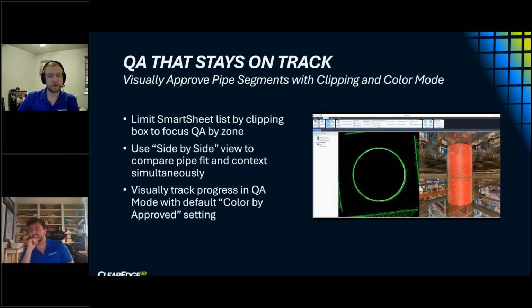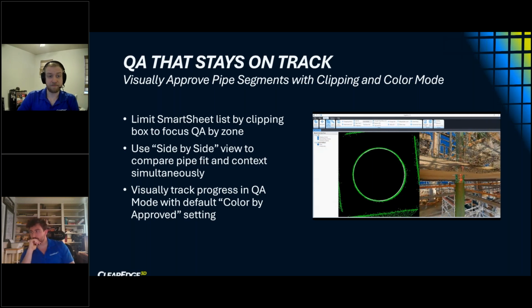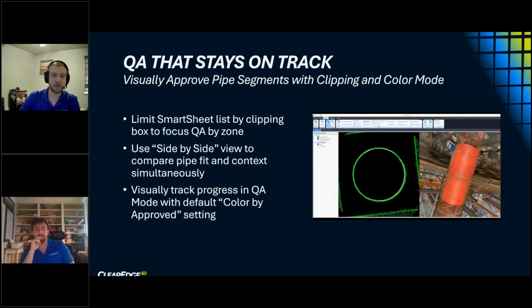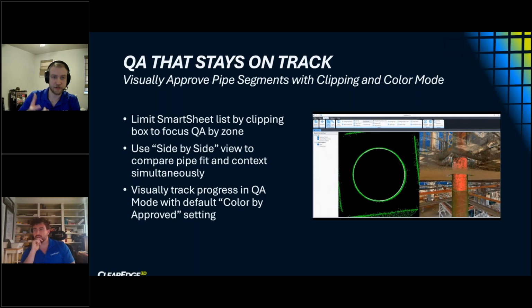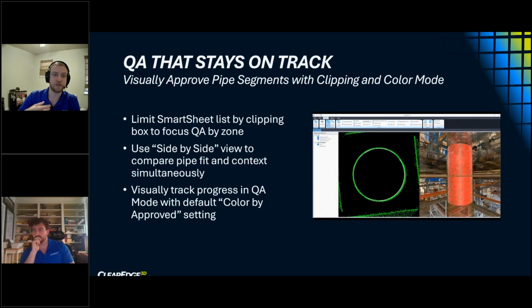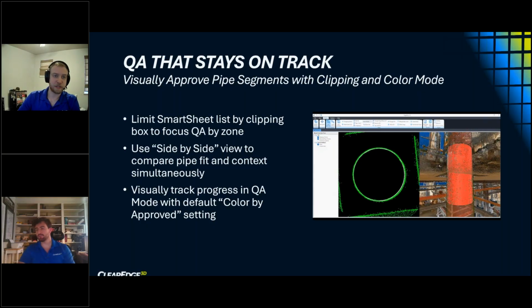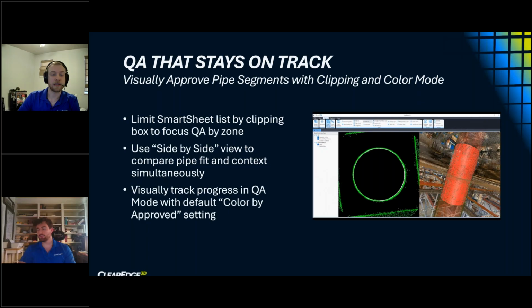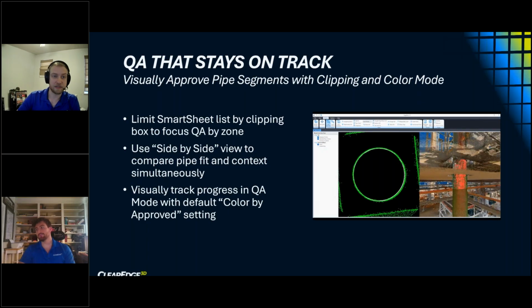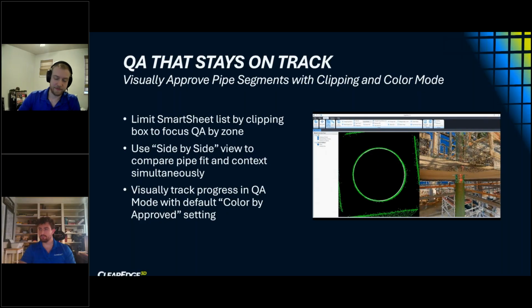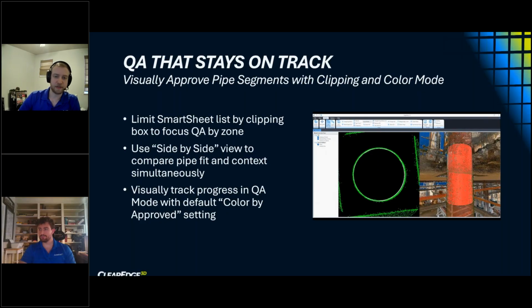Yeah, I think one thing to really focus in on is that the clipping box controls what you look at, and it's not just visibility, it's actually the spreadsheets, the smart sheets where the piping is. So instead of opening a spreadsheet with 10,000 lines, now you're looking at 1,000 lines or 50 lines, however much you want to look at when you want to look at it. And it's definitely for reviewing.